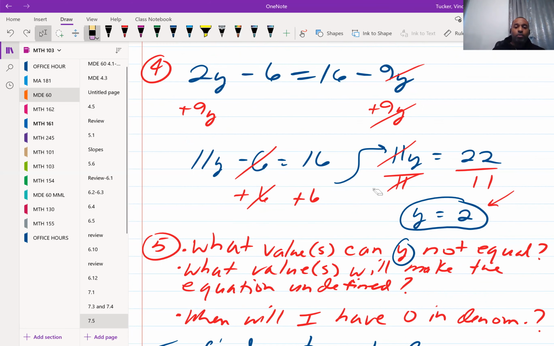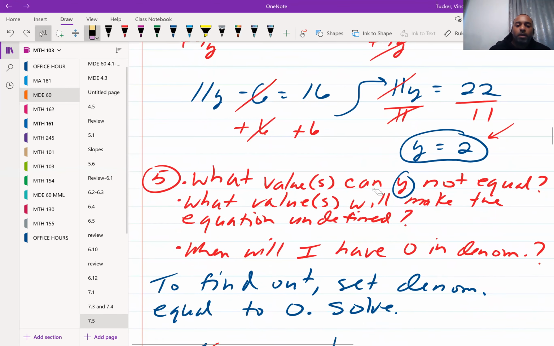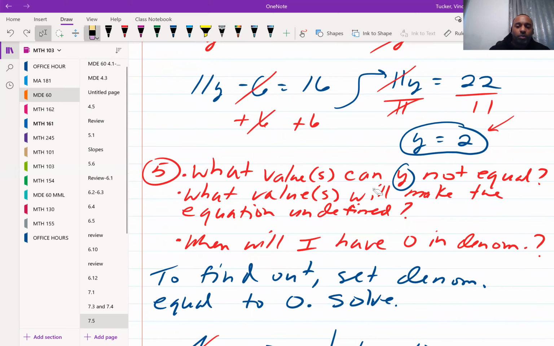What can y not be equal to? What values will make our equation undefined? Or in other words, when will I have 0 in my denominator? That's just, like I said, 3 different questions that are the exact same thought process, and it'll give you the exact same answer. So to find out, what you would do is set your denominator equal to 0 and then solve that. Give you a chance to write that down before I scroll up.